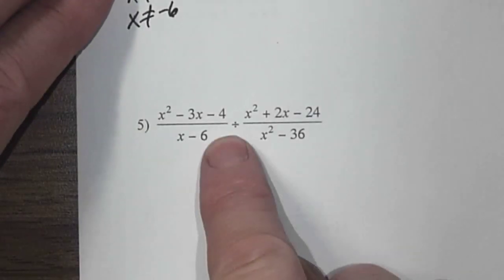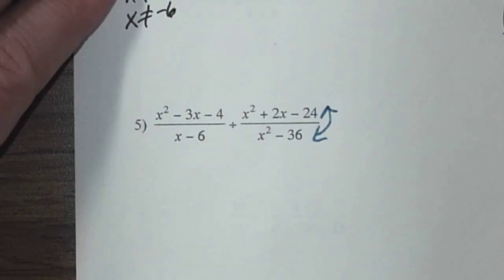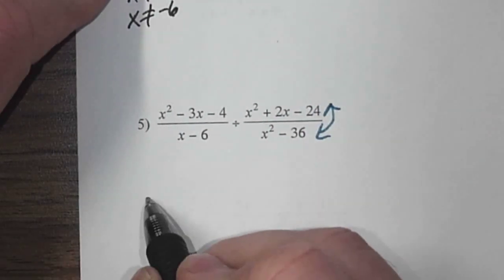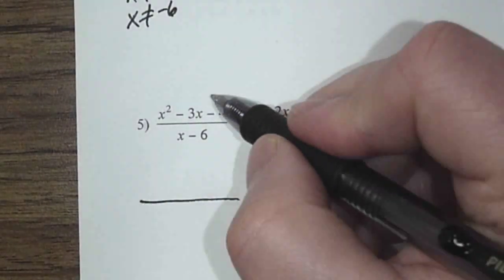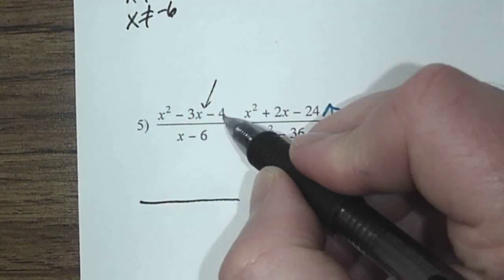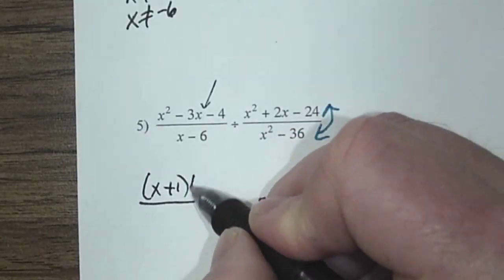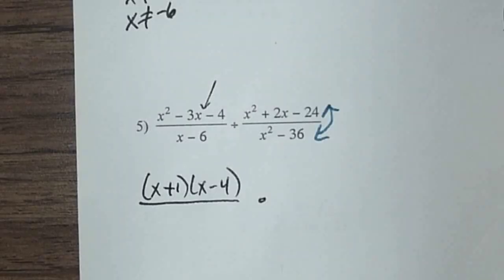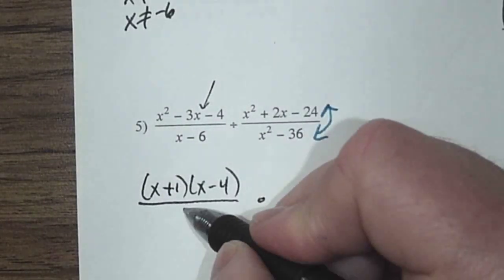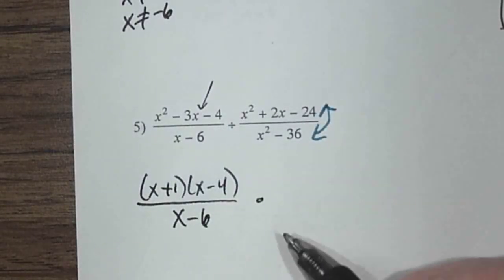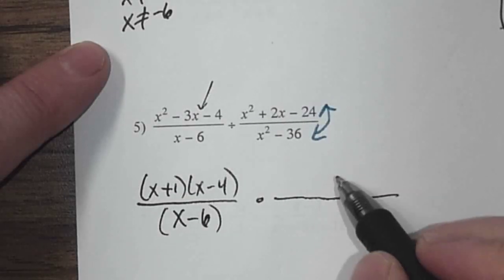Last one here, and we'll call it division. Division. Okay, that means this is going to flip. Okay, but before we flip, we're just going to factor so we don't have to write so much. All right, this one here. 4 times, what times what is 4 but gives me 3? X plus 1, x minus 4. Negative 4 plus 1 is negative 3. Negative 4 times 1 is negative 4. X minus 6, nothing factors. And if you want, you can put parentheses around it and make it look cool.